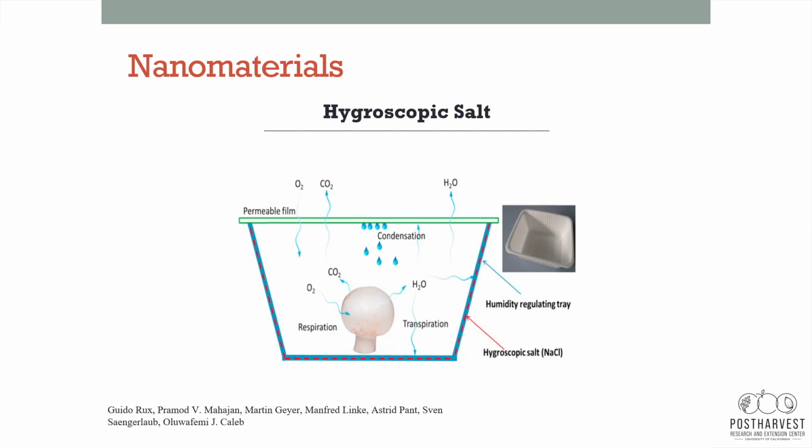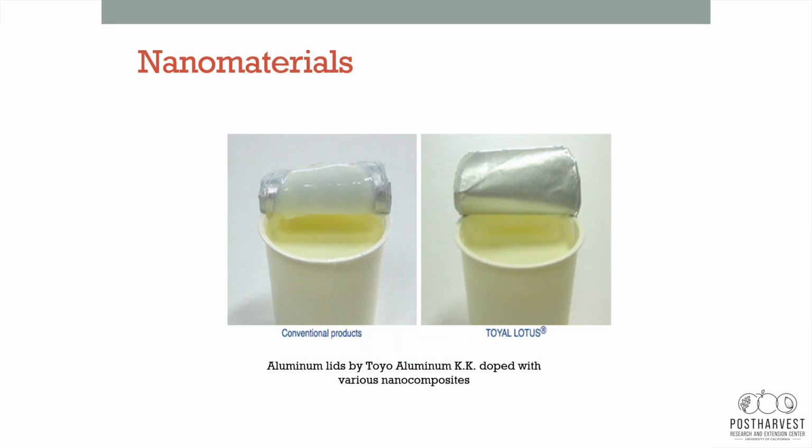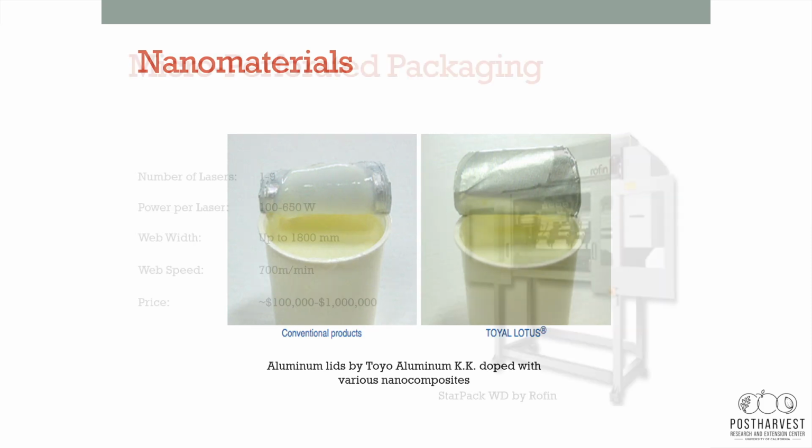So either through hygroscopic salts, you can control that condensate, or by developing permeable films, you can select certain gases, including the water molecule, to be removed while keeping the safety and the quality of the product. Nanomaterials is something as simple like a conventional product, or this Toyo Lotus product, which is embedded with some nanomaterials that avoid this yogurt or whatever to stick to the surface of the top. So it's just for quality, and that's ongoing and changing.